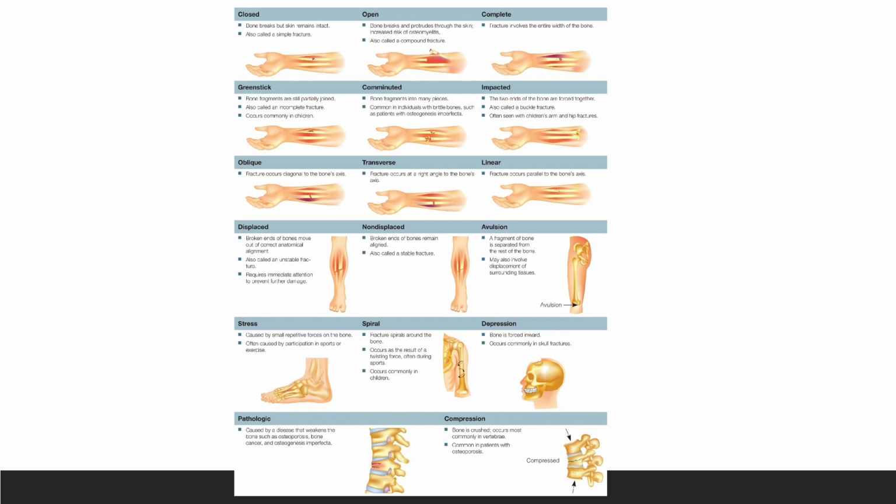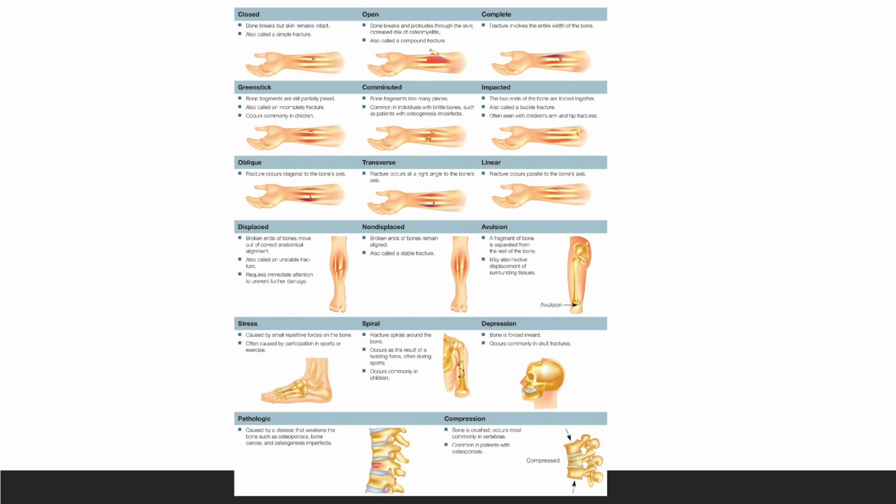Impacted fracture, this is when the two ends of the bones are forced together, and this is also called a buckle fracture, and we often see this in children's arms and hip fractures. There's oblique fracture, telling you the fracture is in an oblique form. Transverse, in a transverse format, at a right angle to the bone ends. A linear fracture occurs parallel to the bone's axis. Displaced, so displaced and non-displaced.